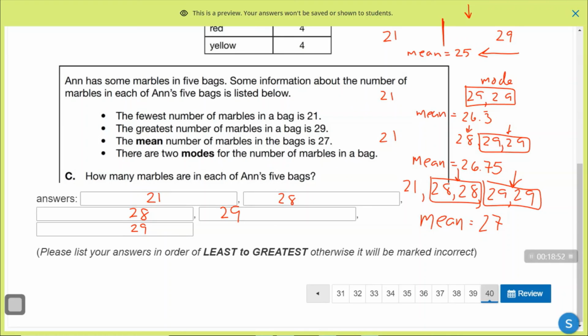All right, so that's our one here. A little bit of guess and check for you, a little bit of a challenge, and that's what's really going to test your advanced level on this exam here.